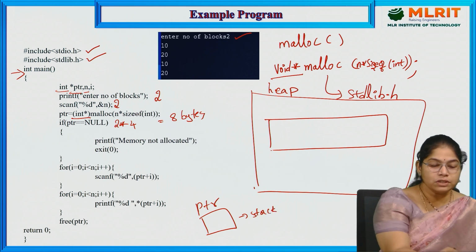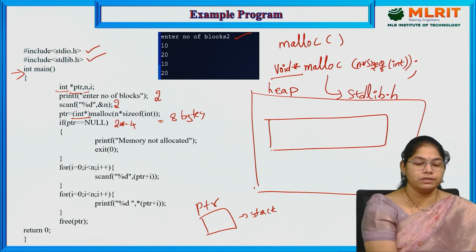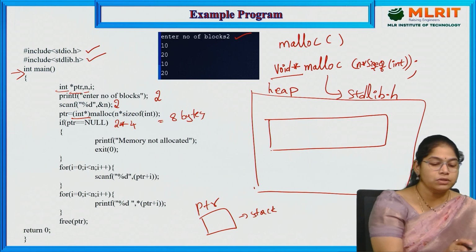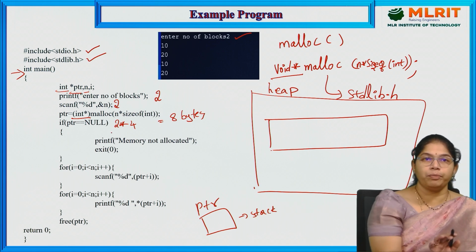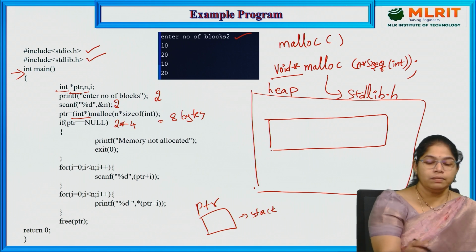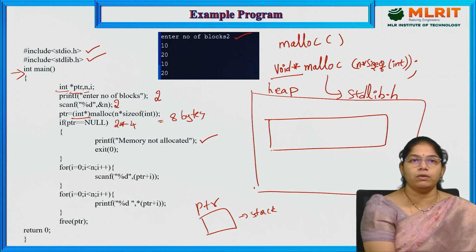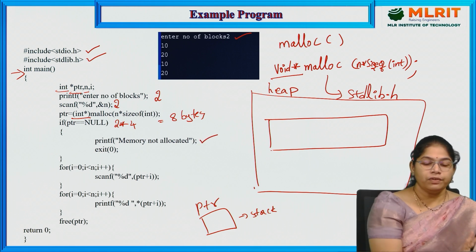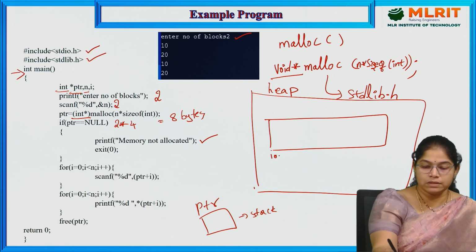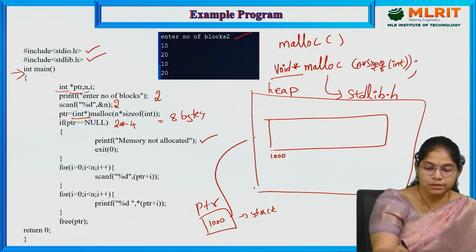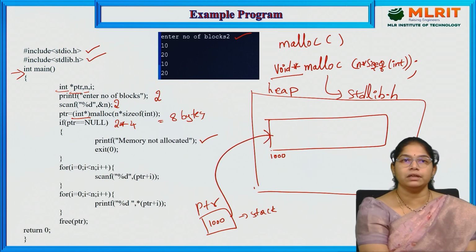So on successful allocation, it returns a base address. If not, it points to null. So here I consider a condition: ptr equal to null. If the pointer points to null, it means the memory is not allocated. If not, that means it returns a base address. Suppose the base address here is 1000. So this pointer is pointing to 1000 here in the heap.